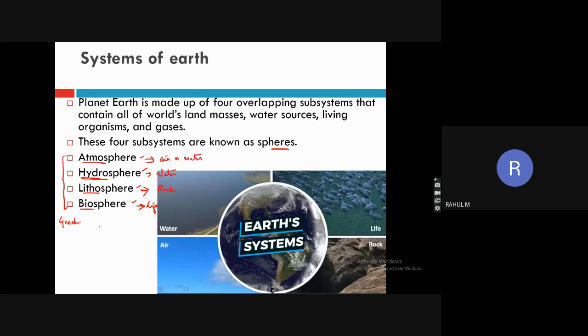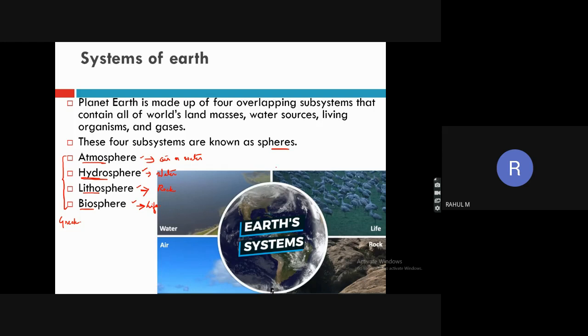So this is how the four systems are classified. Atmosphere symbolizes the air and water. That is a region above the surface of Earth. And the hydrosphere symbolizes the water bodies inside the Earth. Now, lithosphere symbolizes the rock part, that means the part which is below the surface of Earth. And the biosphere symbolizes life. That means it's a combination of all these things. Okay. So we'll see that in detail.